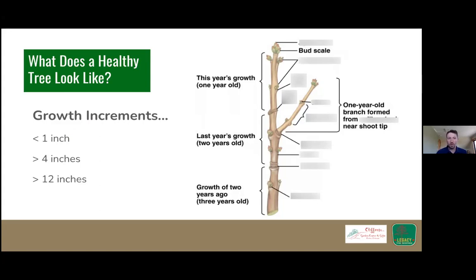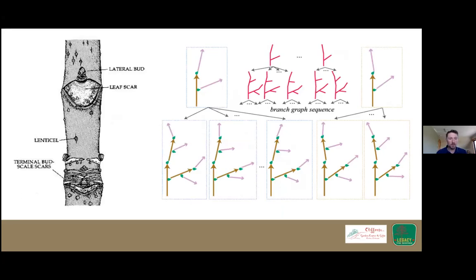Let's look more closely at bud scales and bud scars. This is another example of a bud scar. This is where a bud used to be. It's opened and the shoot has elongated, and it's left a little scar. It's not so obvious as this on certain species, but sometimes it's really obvious.